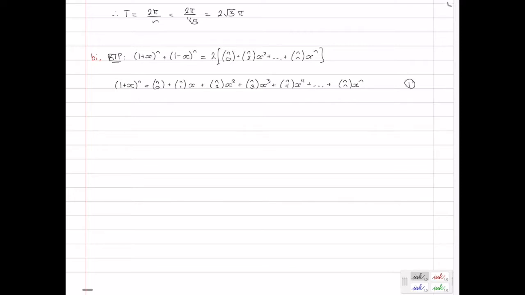That's our first one. And for 1 minus x to the n, it's going to be the same thing, except for every second term, where all the powers of x are odd, we're just going to have a minus.